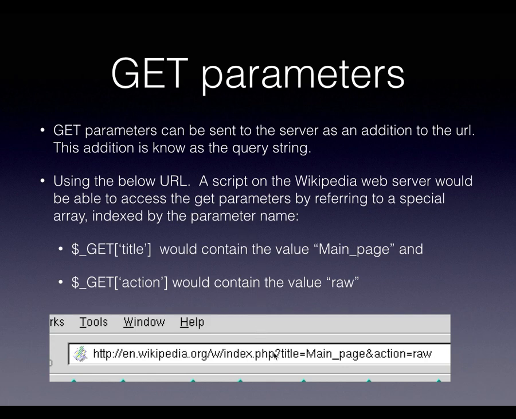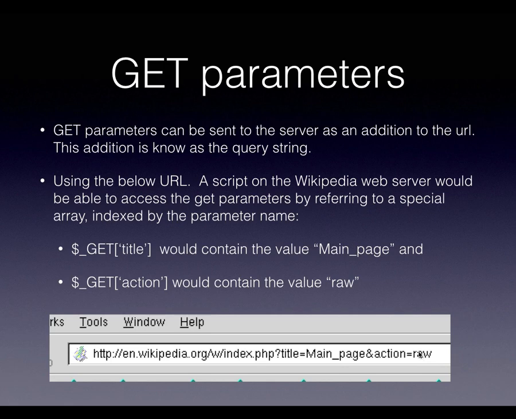Okay, so that's basically everything that comes after the end of the file name here. This part here is the query string, and what it is is just a series of what we call name-value pairs. So we have title equals main page and action equals raw.